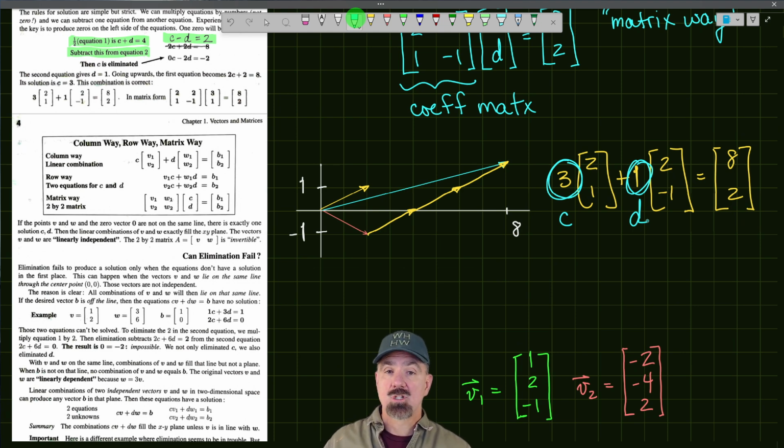It turns out that anytime we're solving a system of equations, this is the question we are asking ourselves. Is the vector on the right-hand side a linear combination of the columns, the coefficient vectors, the columns in the coefficient matrix? Can we actually build this solution? We'll talk more about that when we get to chapter 2.